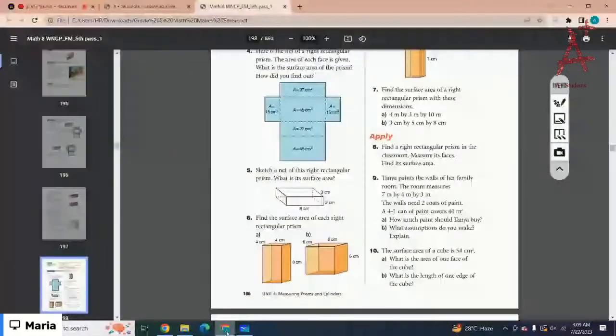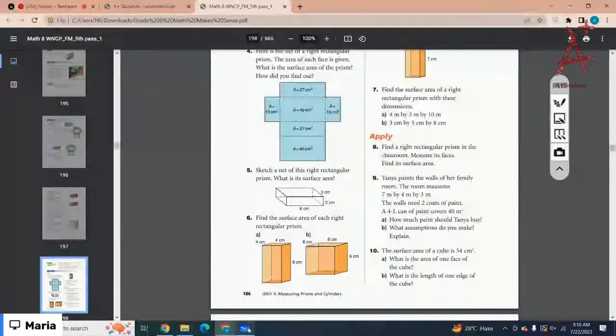The question is 7 meter, 4 meter, and 2 meter. The wall needs 2 coats of paint. A 4-liter can of paint covers 40 meter. Okay, so a 4-liter can covers 40 meter square. But the room is 122. So 40 divided by 122 is 3, and you are left with, so that means the total cans you have to use is 4 cans.